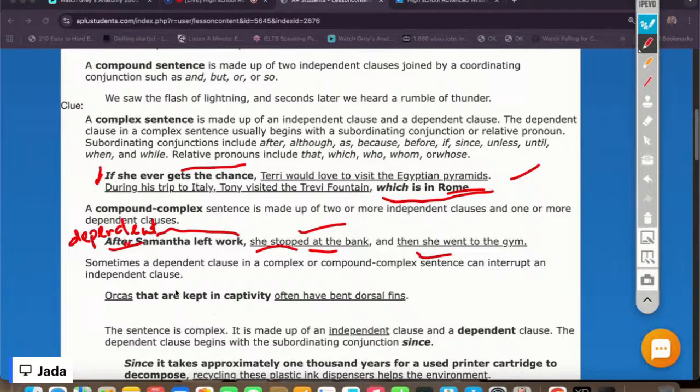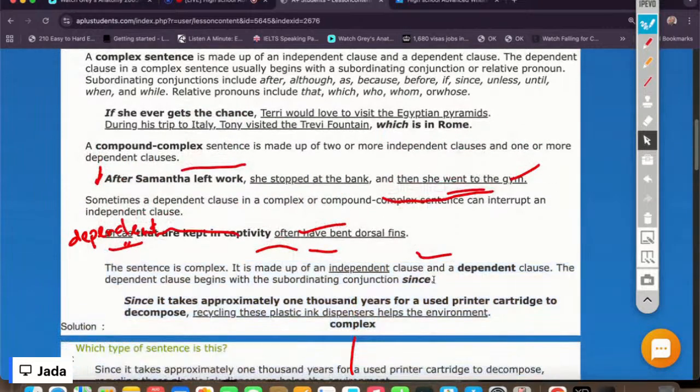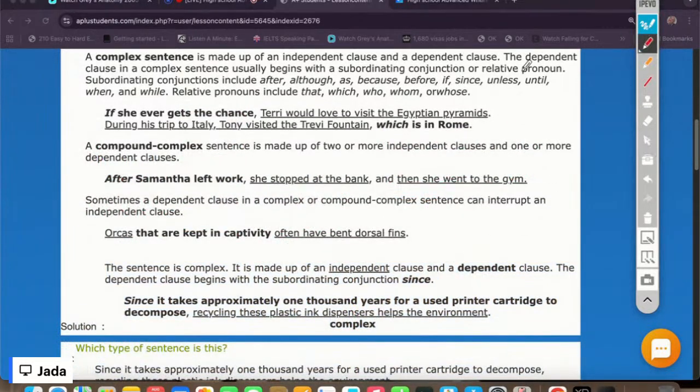So we also have orcas that are kept in captivity often have bent dorsal fins. So this over here is just an explanation as to how the dependent clause can interrupt the independent clause sometimes. Okay.